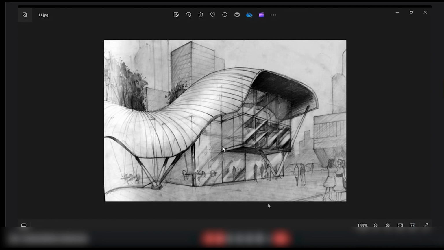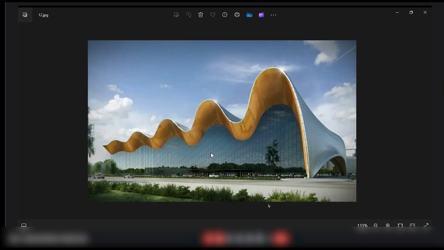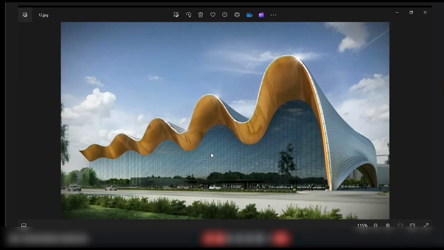right? If you look at these elevational lines also, you can see that there are shadows as well as reflections on these glasses, correct? Why? Because shadows and reflections always contribute to contrast. Moving on to the next point.